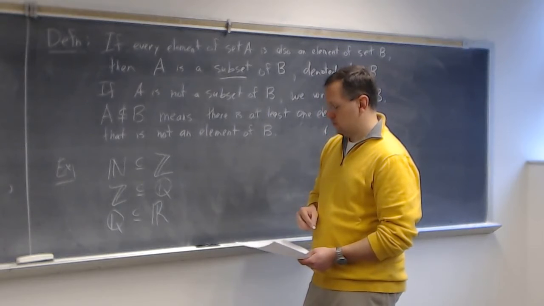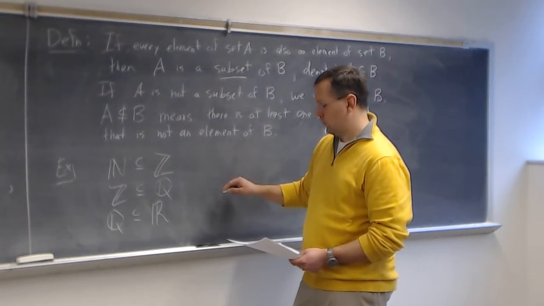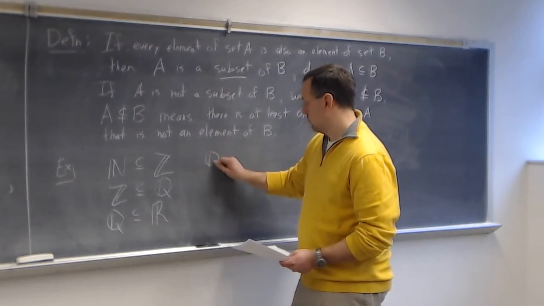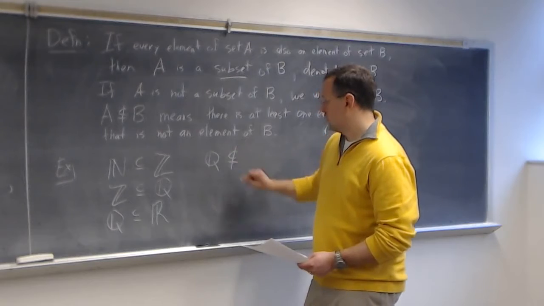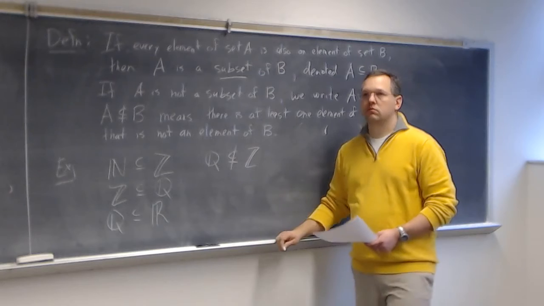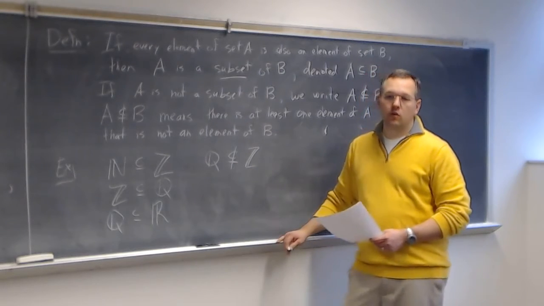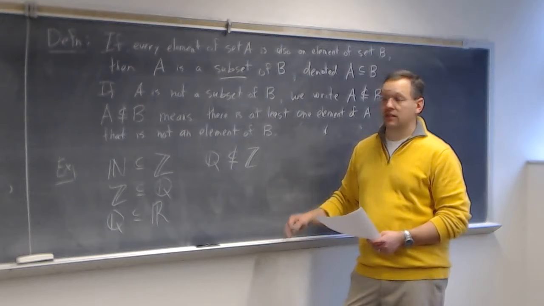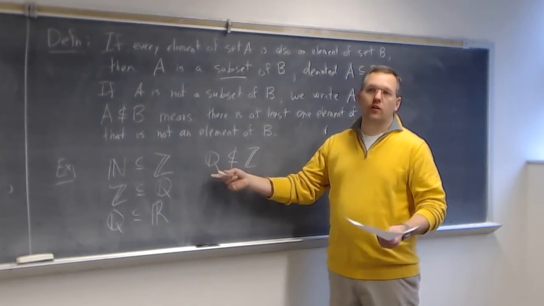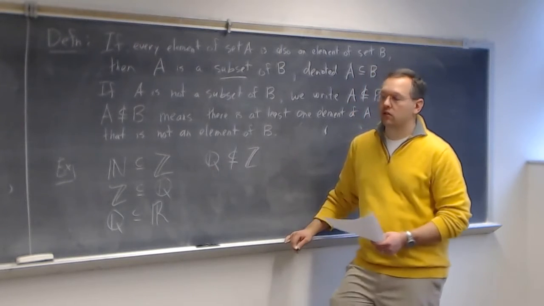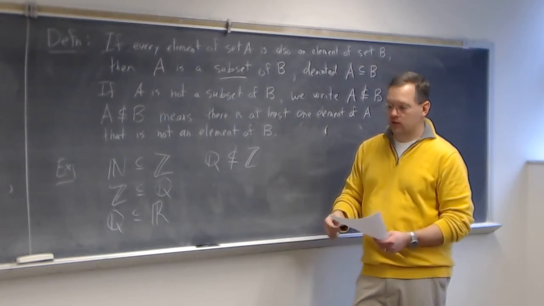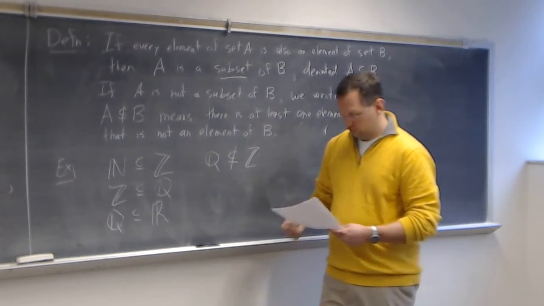How about the rationals are not a subset of the integers. I mean, the integers are important. The rationals, we define them as any number that can be written as a fraction of integers. But not every rational is an integer. Like 1/3 is a rational number, but 1/3 is not an integer. So there's an example. I've given at least one element of the rationals that's not an integer.